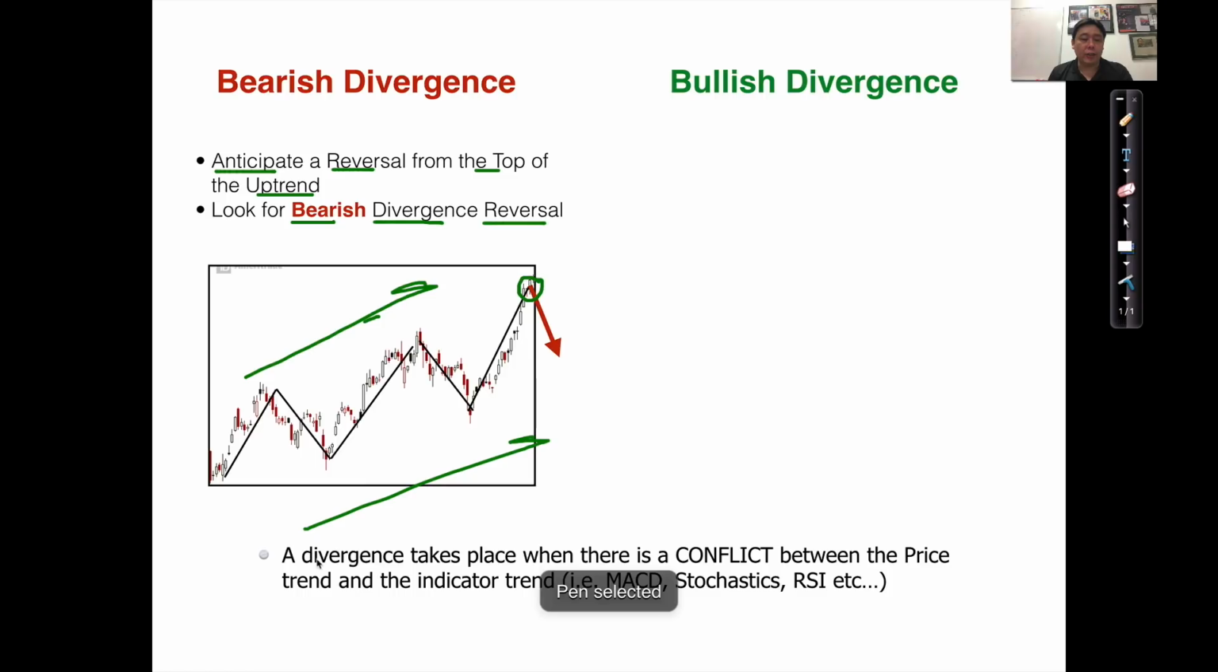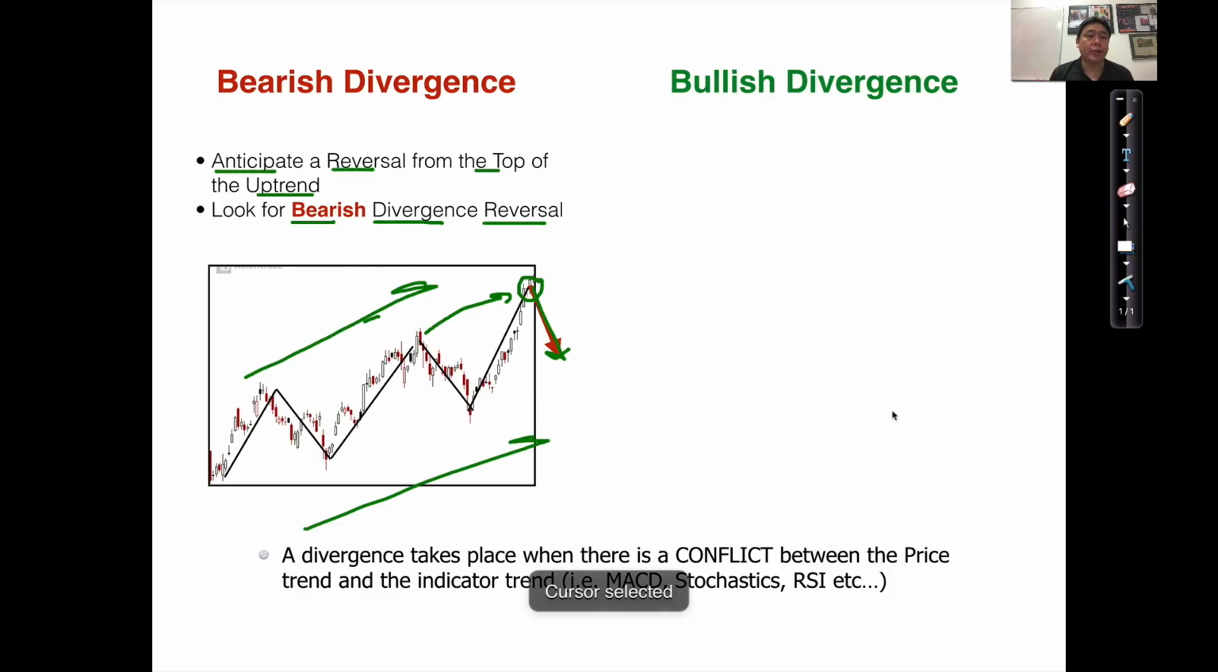Again, divergence takes place when there's a conflict between the price trend and the indicator trend. Later I'm going to put in the indicators and you're going to see what I'm talking about. Basically the price is making higher highs, but you're going to see the indicator is making lower highs, which tells us that there's a high chance the price is going to reverse down. Hence we call it a bearish reversal.